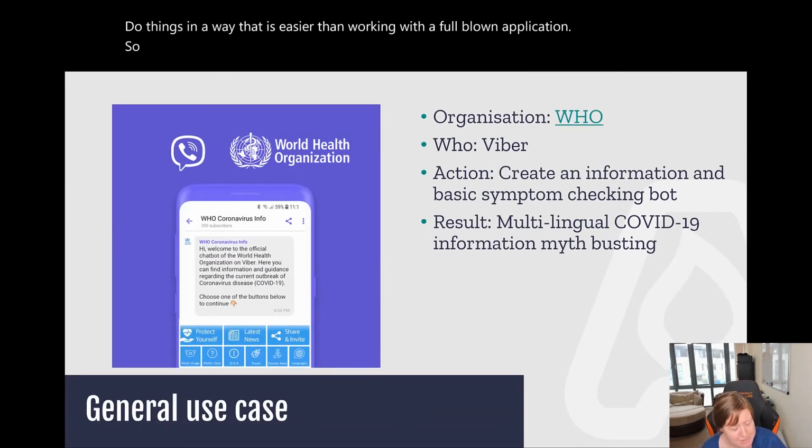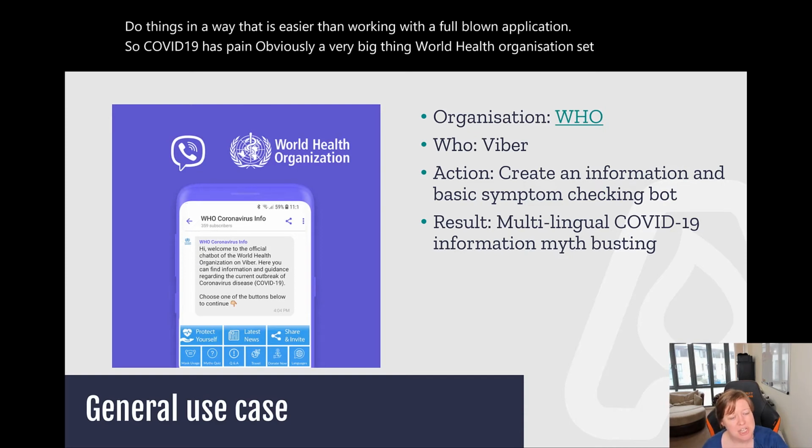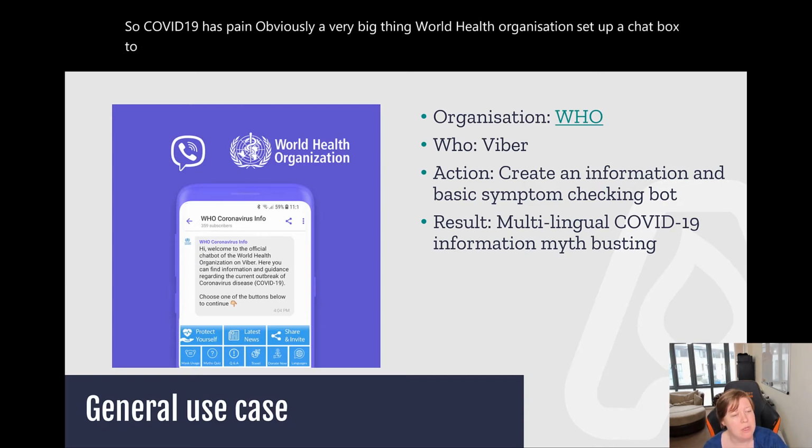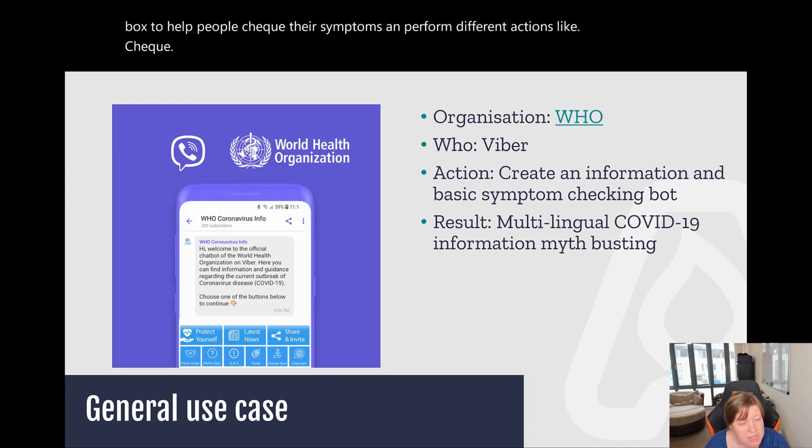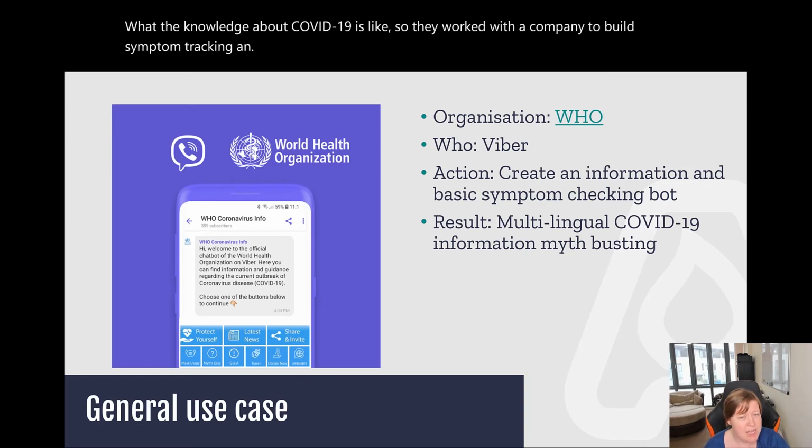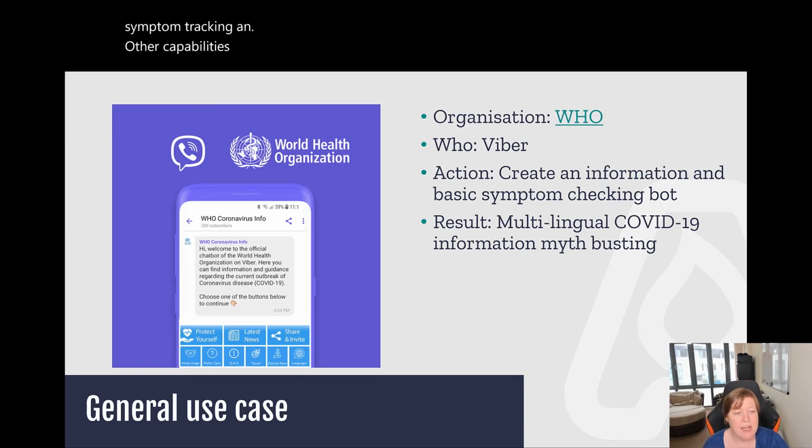So COVID-19 has been obviously a very big thing. World Health Organization set up a chatbot to help people check their symptoms and perform different actions, like check what their knowledge about COVID-19 is like. So they worked with a company to build symptom checking and other capabilities in, and this has helped hundreds to thousands of people around the world feel safer.